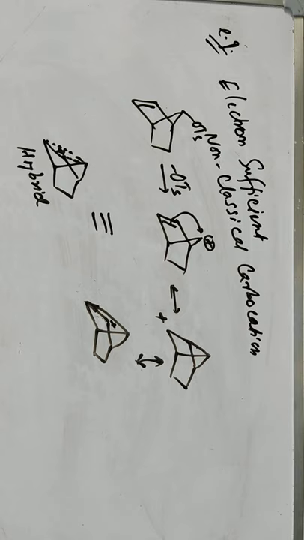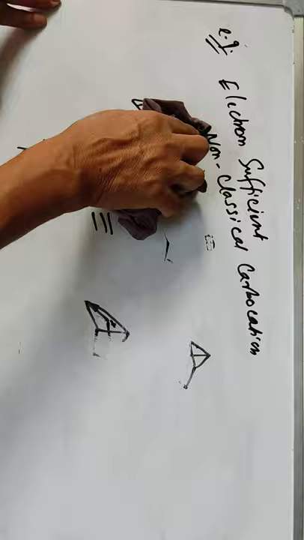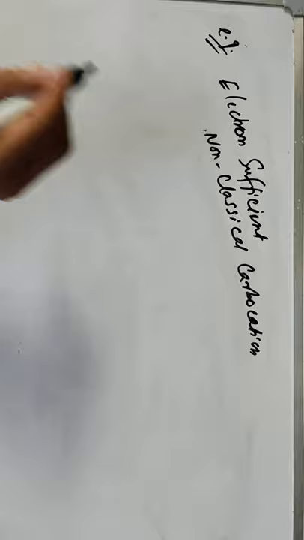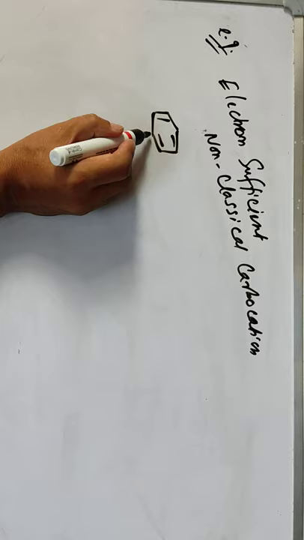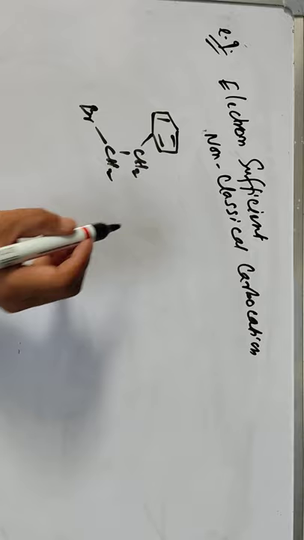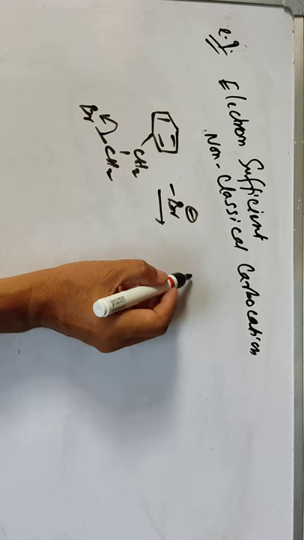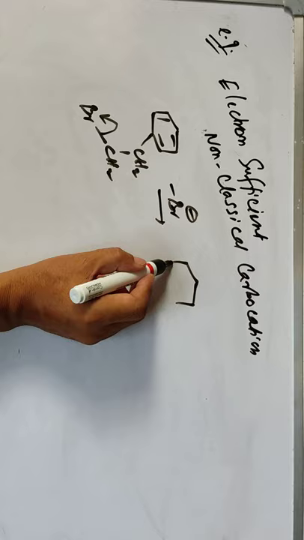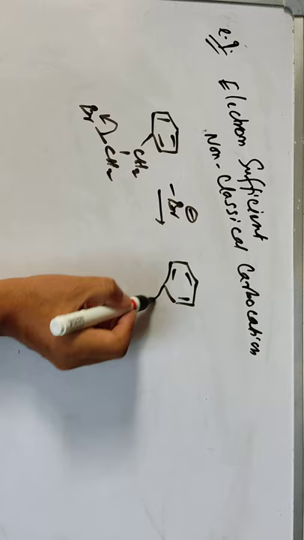So this is one example of an electron sufficient non-classical carbocation. I can give another example of an electron sufficient non-classical carbocation. Let's say benzene here, which can have this CH2, CH2, and there's some leaving group, let us say bromide. When the bromide is lost, we get this benzene linked here with CH2 and CH2, and a positive charge here.